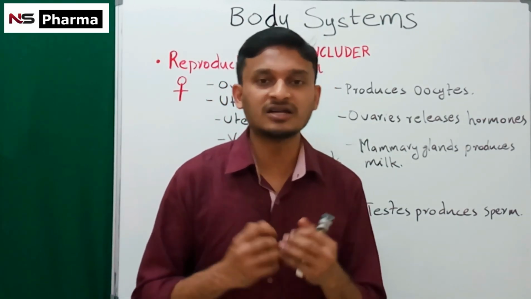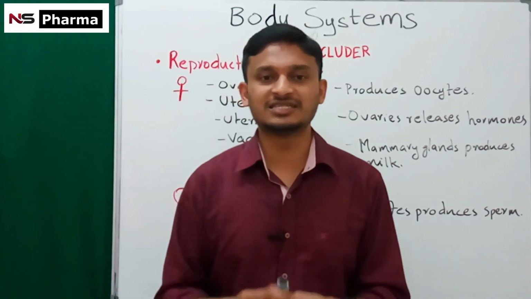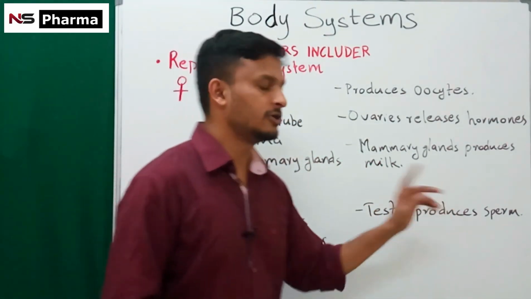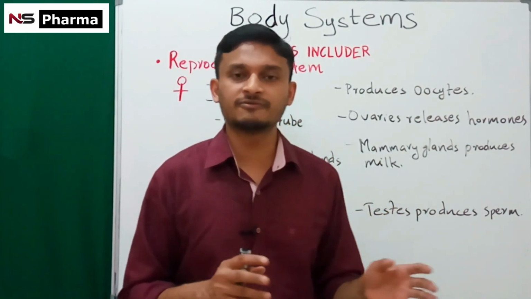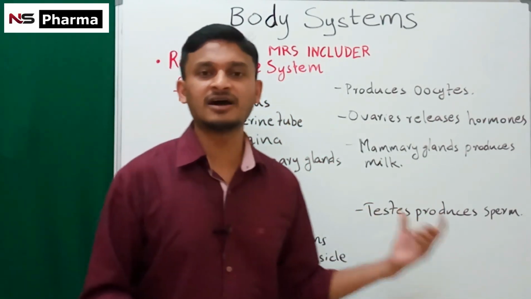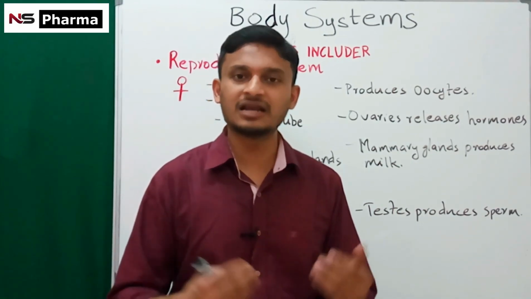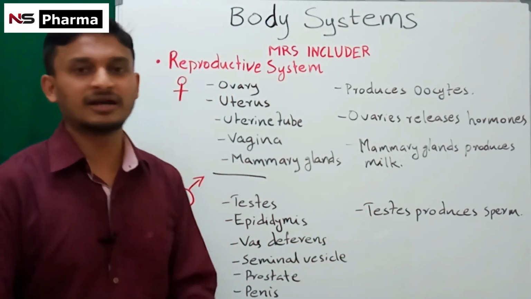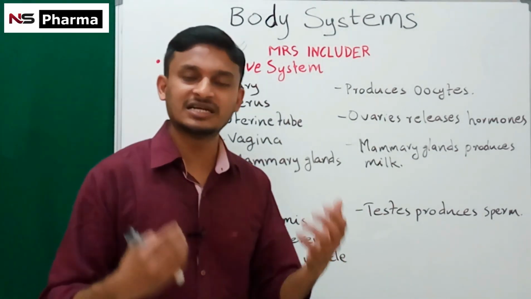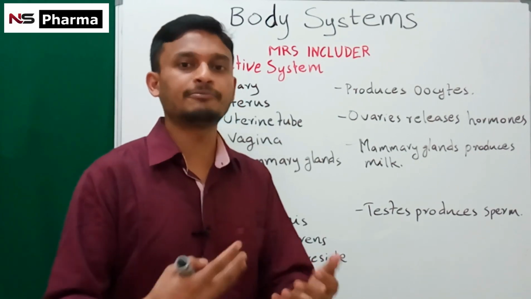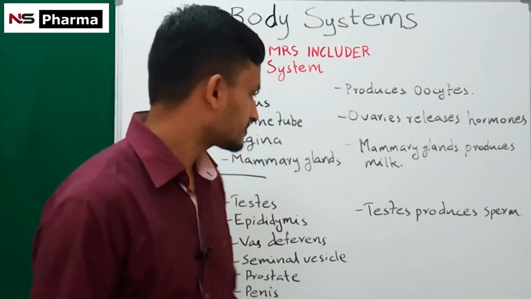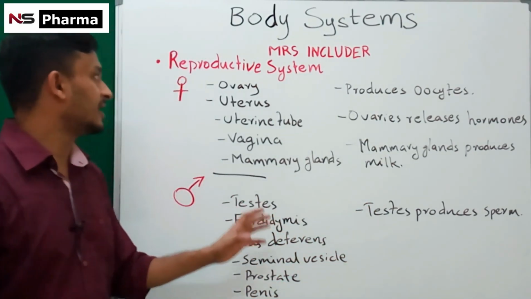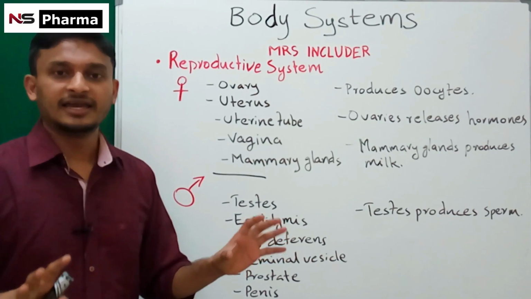Now we will see the function of the male reproductive system. We are dealing here only with the main function, that is testes produce sperm. This is the main function of the male reproductive system. There are other functions too, but we are not going to deal with them here. We will study them in the chapter called reproductive system. Okay, these are the different body systems in our body.